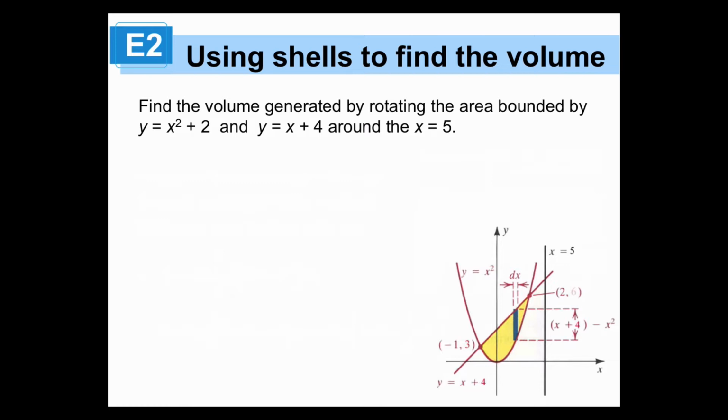Okay, so find the volume generated by rotating the area bounded by x squared plus 2. That's just a parabola shifted up to the line y equals x plus 4. That's obviously the line there. And around x equals 5. So now we're not moving around the x or y axis.